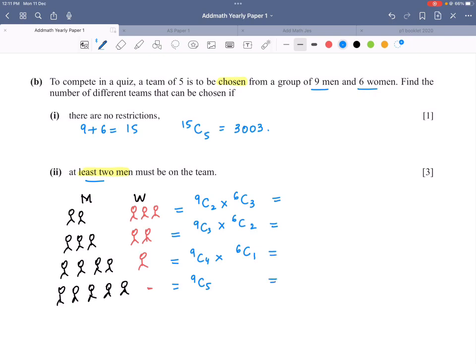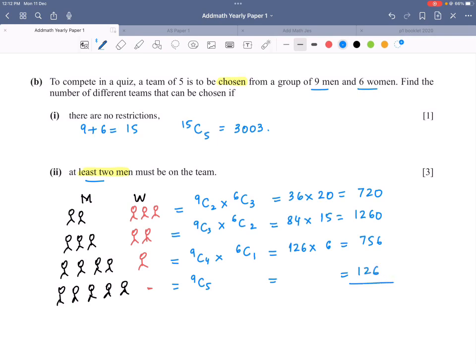So 9 combination 2 is 36, times 6 combination 3, that will be 20. So 36 times 20 is 720. First one. After that, 9 combination 3 is 84, times 6 combination 2, which is 15. So 84 into 15 is 1260. After that, 9 combination 4 is 126, times 6 is equal to 756. And lastly, 9 combination 5 is 126.